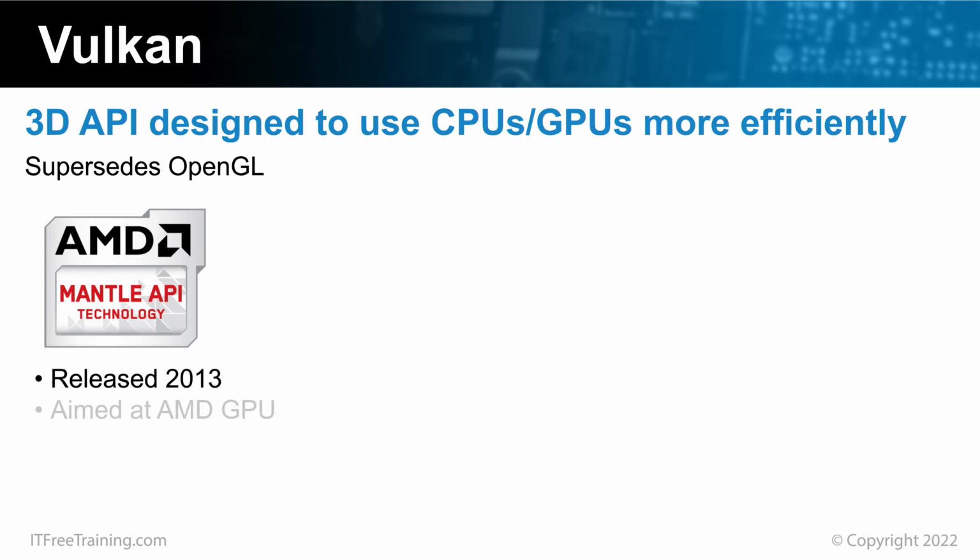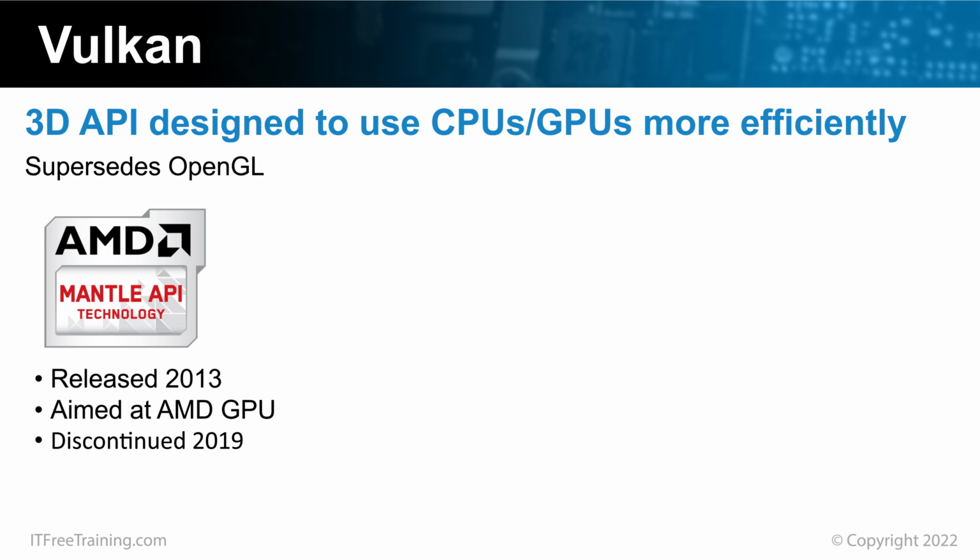This API was aimed at AMD GPUs. The API did not support all AMD graphics cards, as it focused more on the newer ones at the time. In 2015, development of this API ceased, and in 2019 it was discontinued.